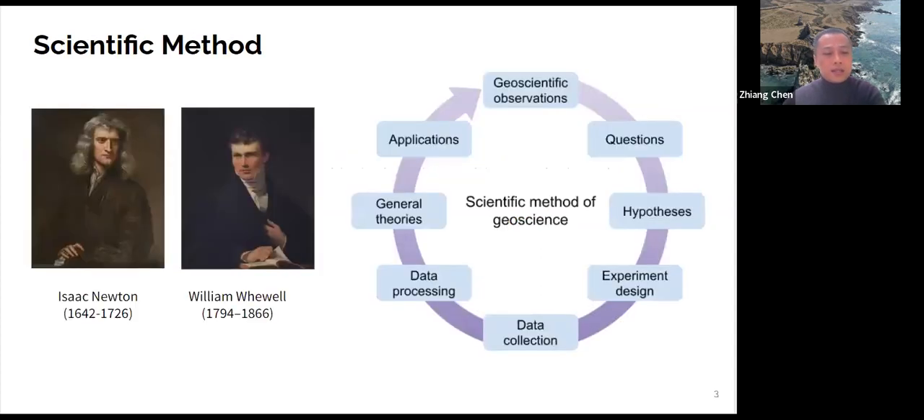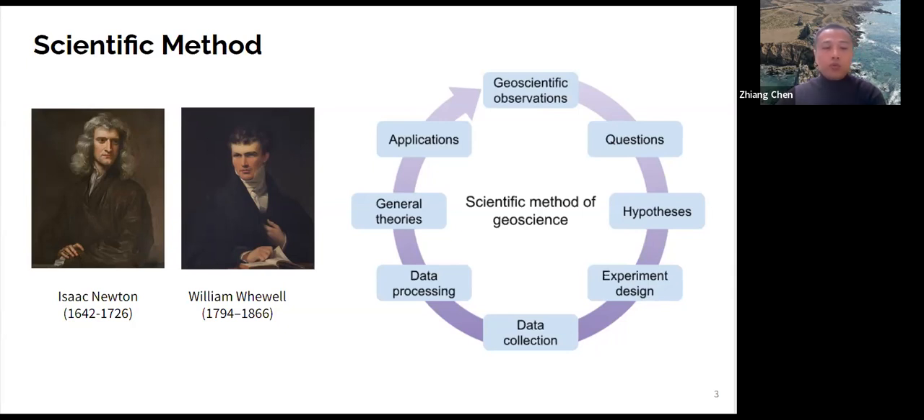So first, let's look at the conventional scientific method of geoscience. The scientific method was brought up by Isaac Newton and further developed by William Whewell. In the loop of the scientific method of geoscience, we have geoscientific observations, and we bring up questions, we form hypotheses, and conduct the experiment design, data collection, and data processing. If we get lucky, we will form general theories, and then we apply these theories to have broader applications or predict the future. All these tasks have to be done by people.